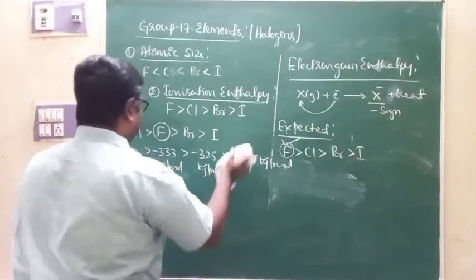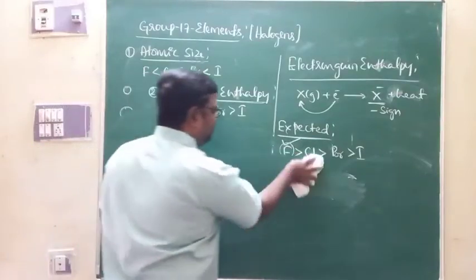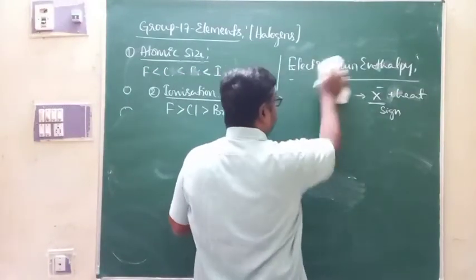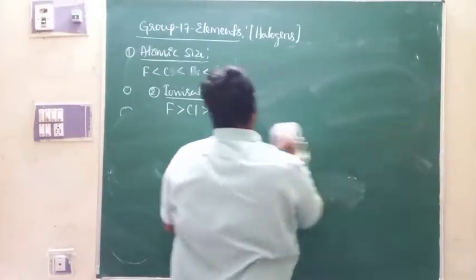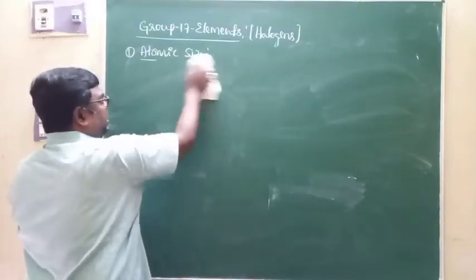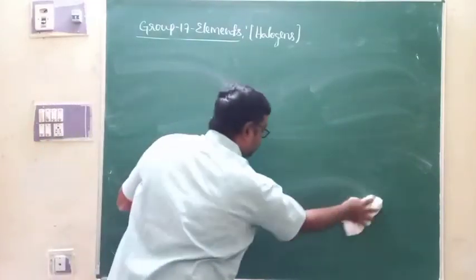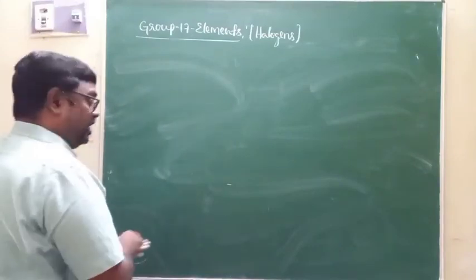And as I said, electronegativity is a property of a bonded atom, but electron gain enthalpy is a property of an isolated atom. Because of that difference, you can expect this. Okay, now this is what we call electron gain enthalpy and electronegativity.